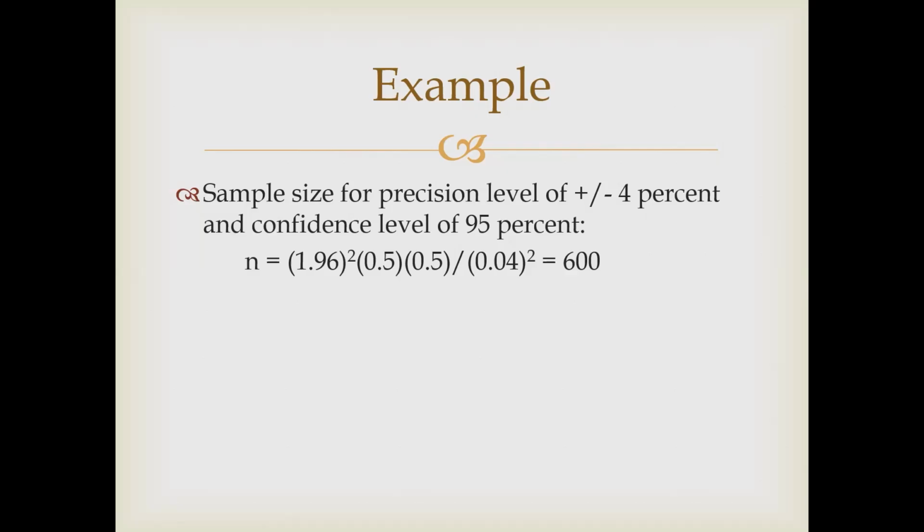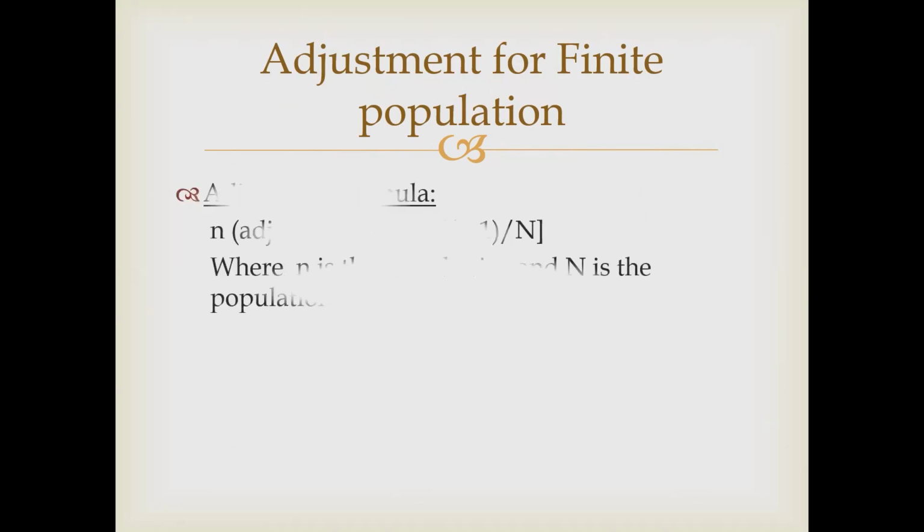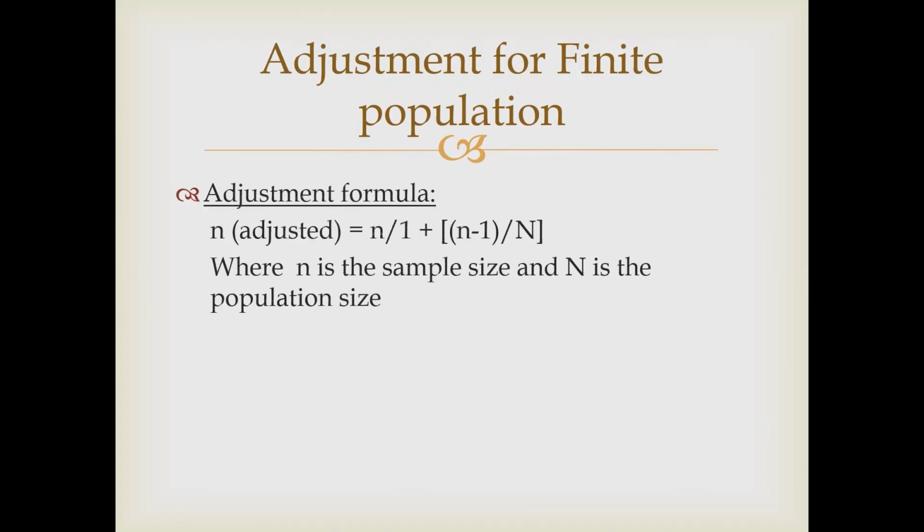Okay, so this is how we calculate the sample size. Now, this was for an indefinite population. Now we are looking for a finite population, the adjustment for a finite population. So what we do is we can adjust the previous formula, n adjusted for finite population. The sample size is adjusted for finite population.